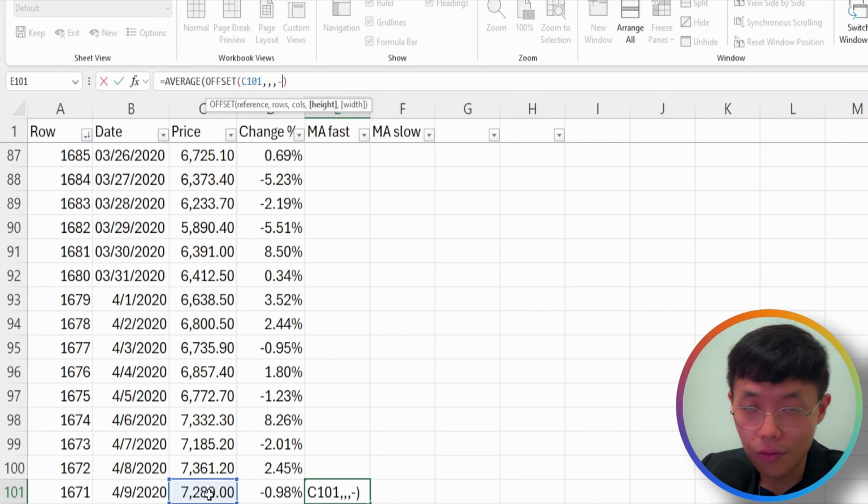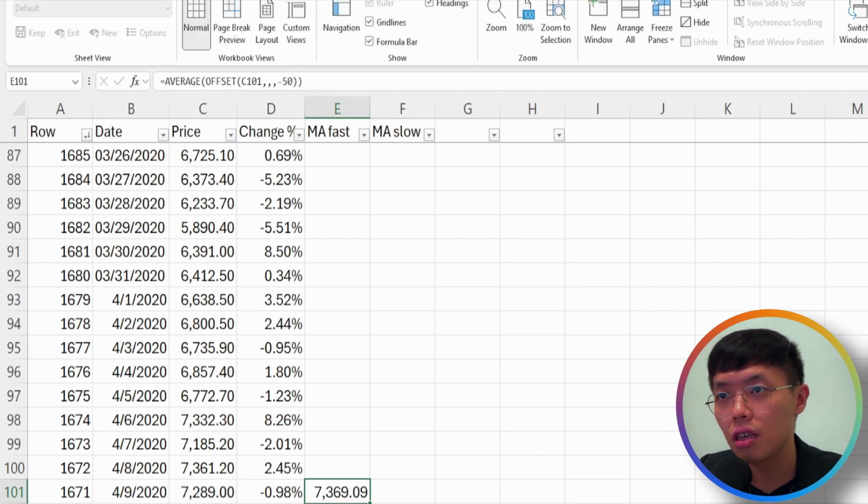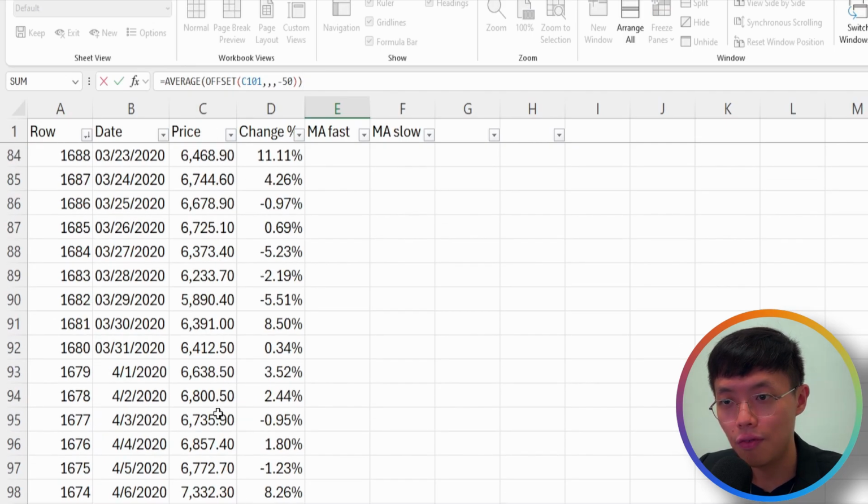So I put negative because I want to offset it outwards. And let's say I want to have 50, right? I want to see 50 prices. So here is equivalent to selecting 50 rows, giving 50 rows upwards. So it's offset negative.